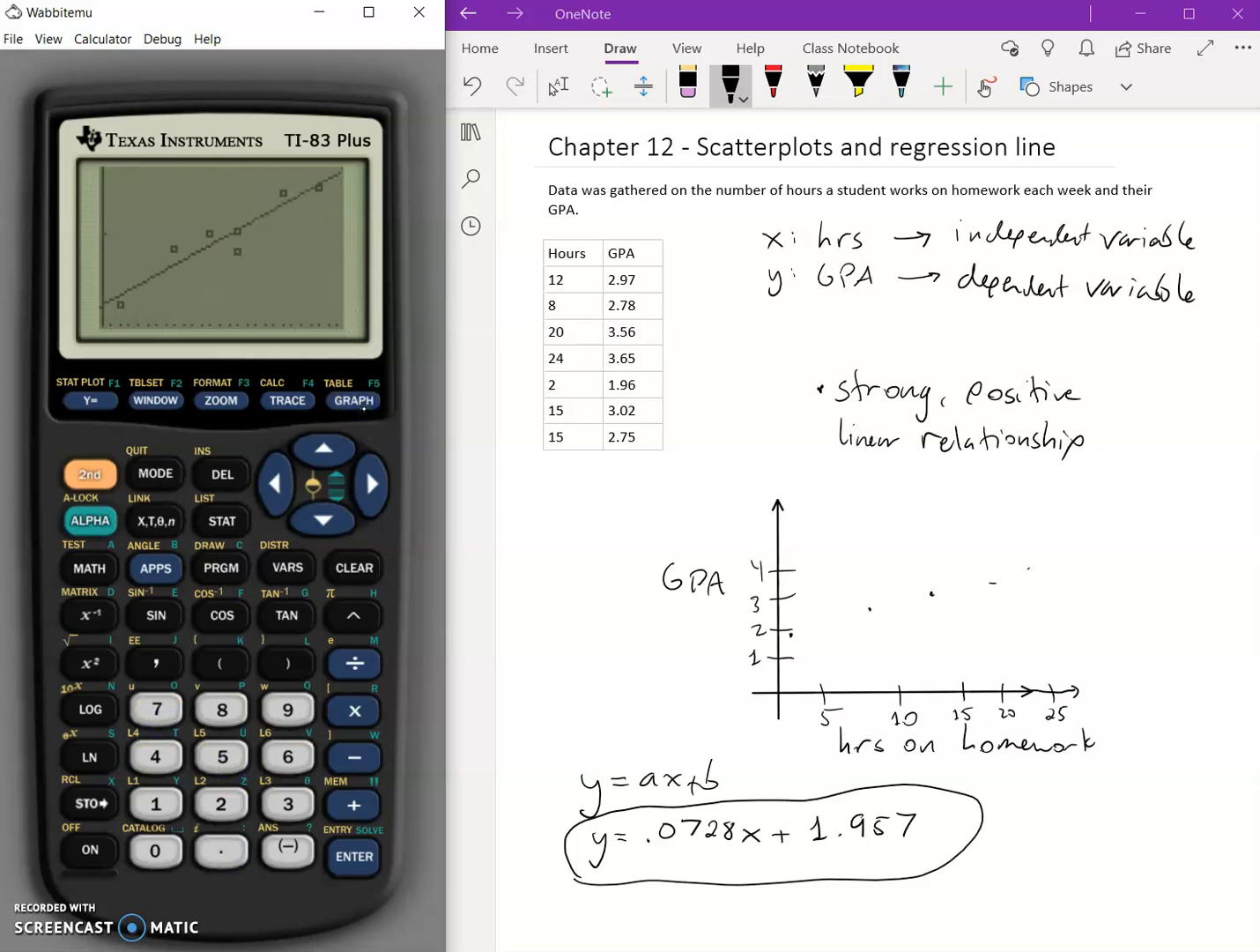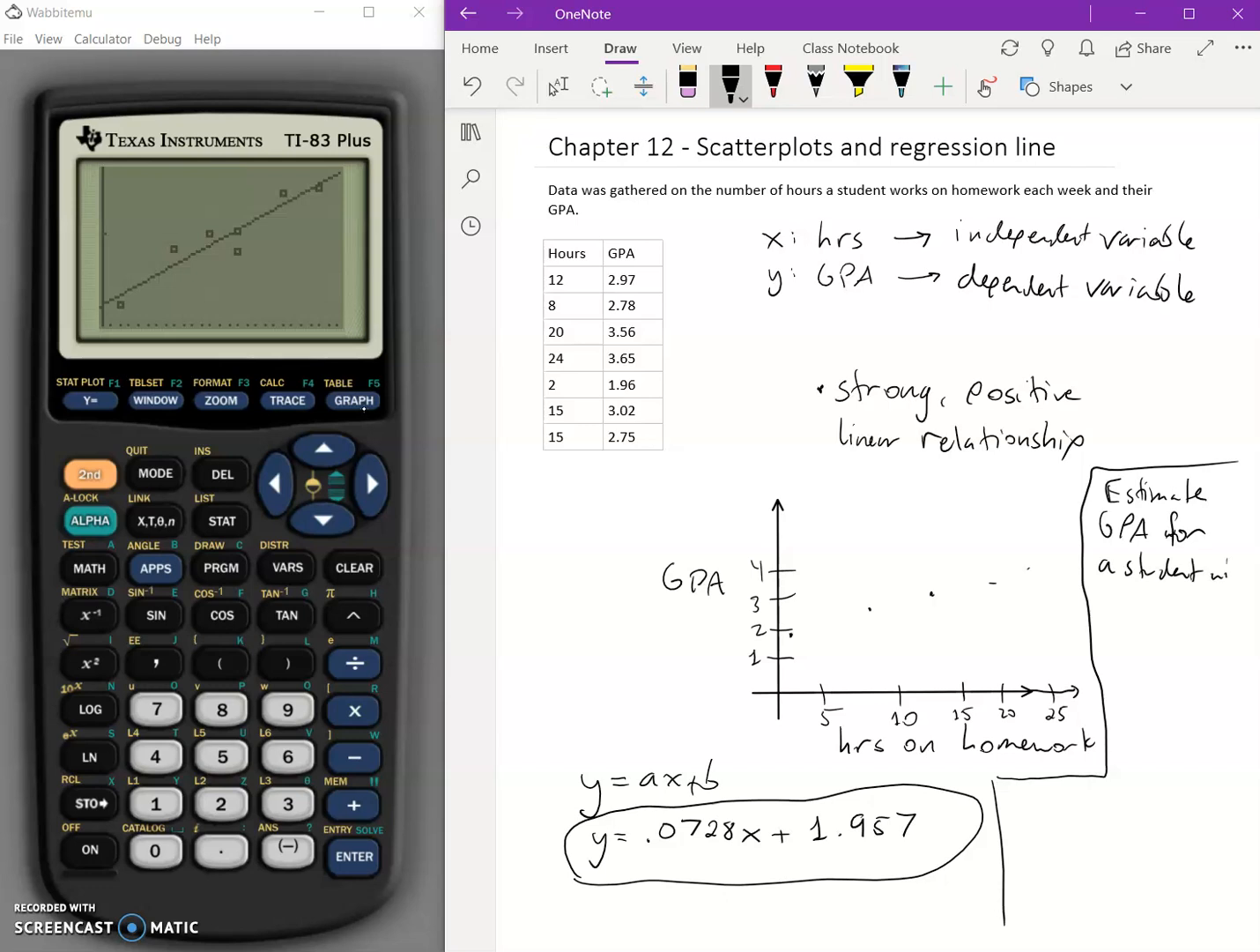So this looks pretty good, right? This makes sense. This line is what we expect it to be. Now remember, we said x was our hours and our y was our GPA. So if we wanted to do some approximations with this, we could do some estimations. So we could say, let's estimate the GPA for a student with, say, 10 hours per week of homework. So let's say they're working on homework 10 hours per week.